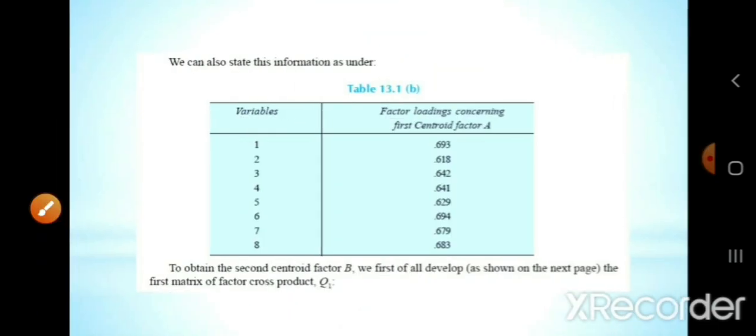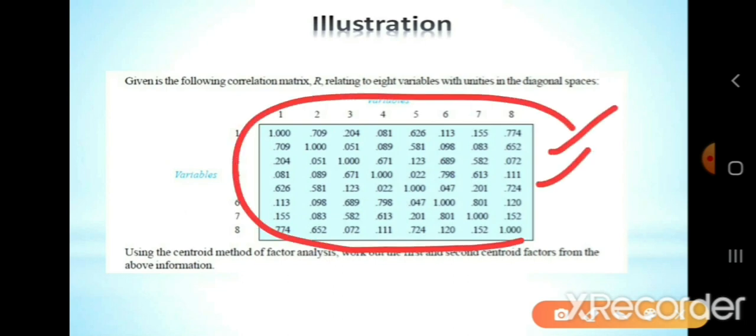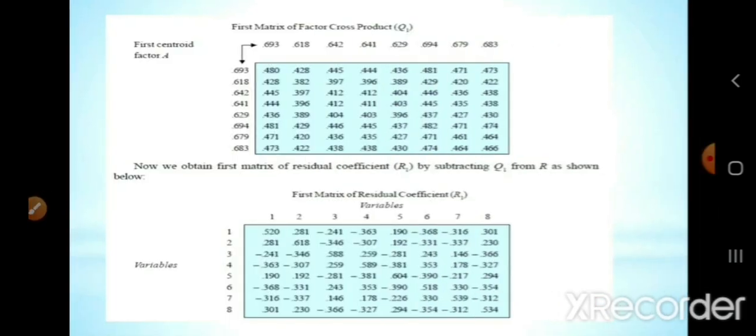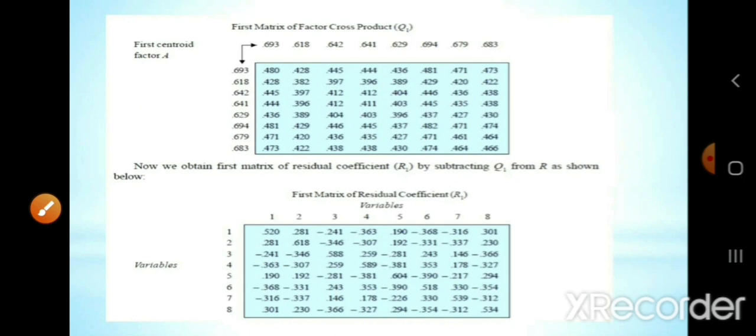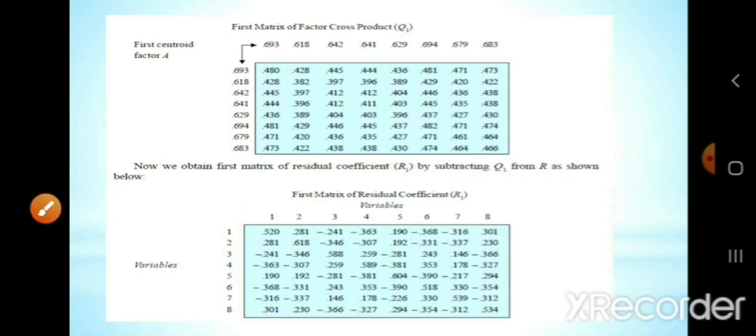Okay, so this is our correlation matrix. All these data will be subtracted by the cross product matrix, that is, the cross product matrix will be subtracted from our correlation matrix. Thus we will get the residual coefficient matrix. Okay, so this way we will get the residual coefficient matrix R1. Okay, you can do all the calculation on your own.